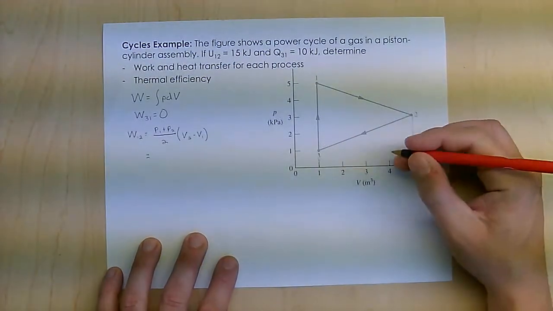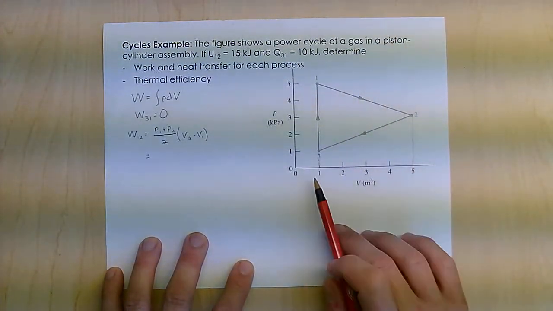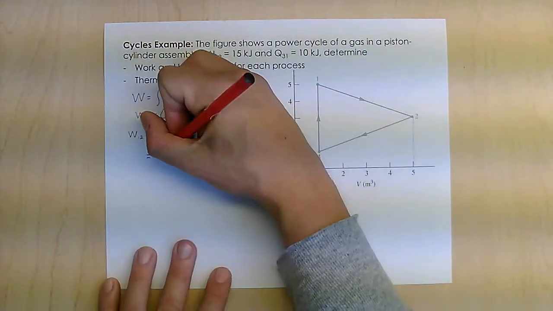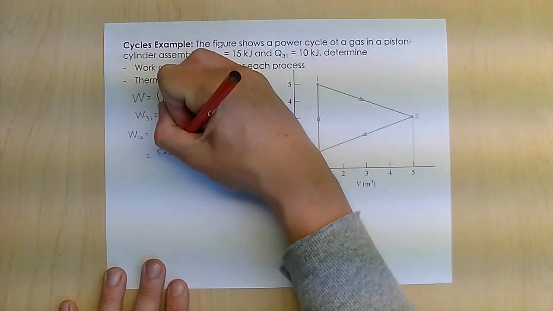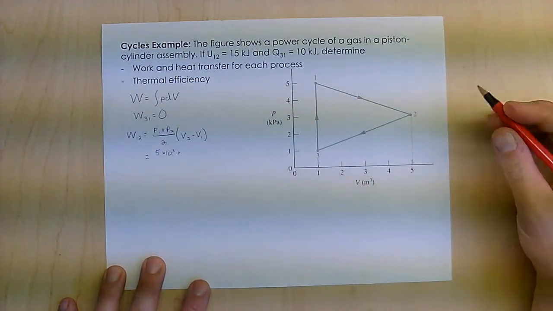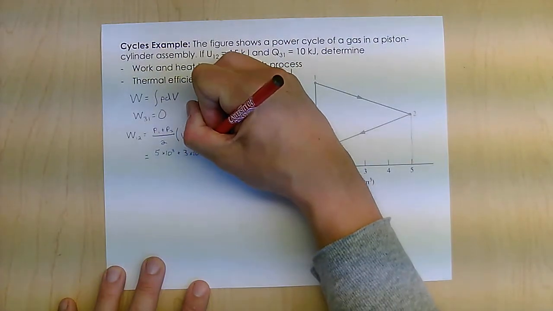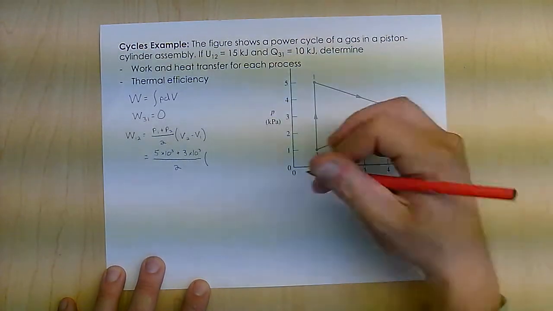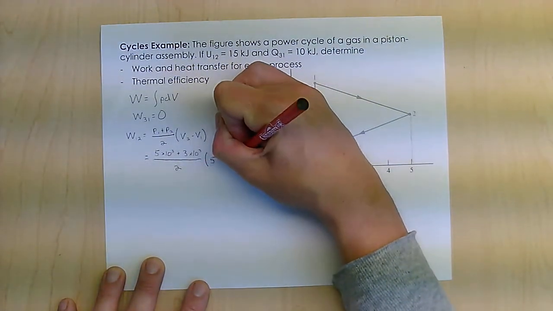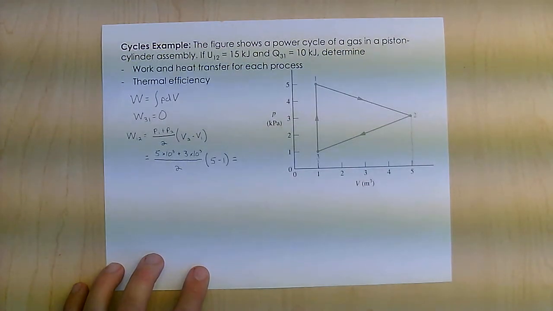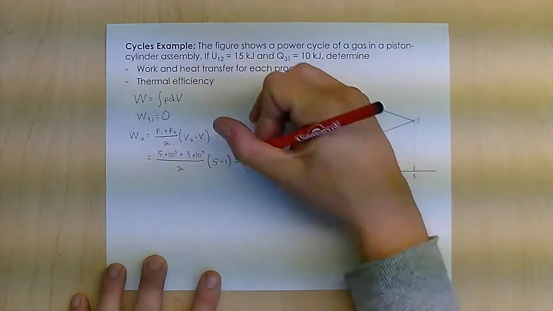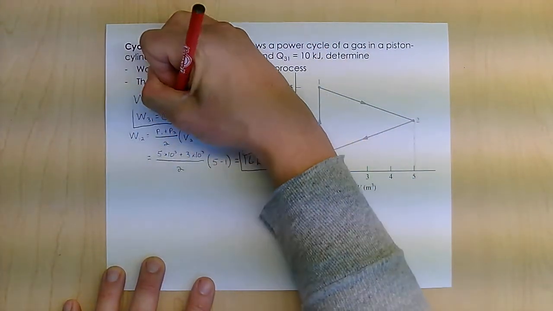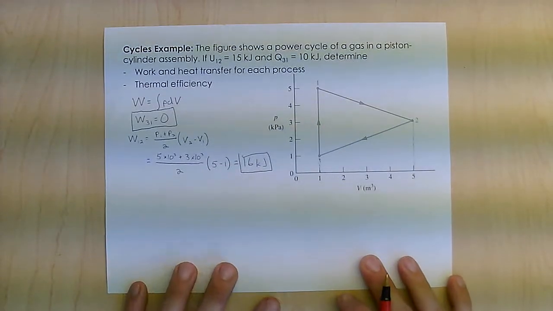So what I have here is P1, which is 5 kilopascals, so it's 5 times 10 to the third, plus P2, which is 3 times 10 to the third, divided by 2, times the change in volume, V2 minus V1, which is 5 minus 1. And so the work from 1 to 2 is 16 kilojoules. I can also go ahead and throw in work 3 to 1, since I found that one initially.